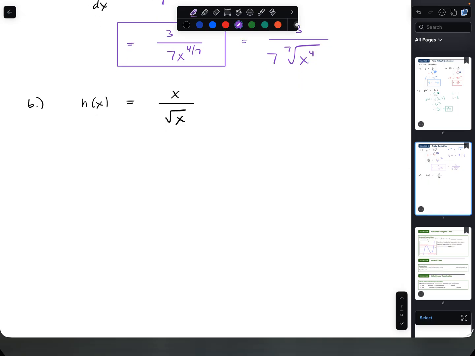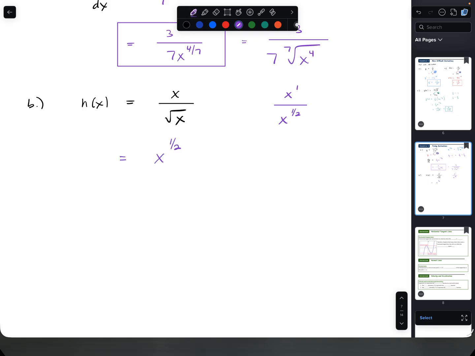What I could do, though, is realize that x is the same thing as x to the first. Square root of x is the same thing as x to the 1/2. So remember, when you're dividing two things with the same base, you're going to subtract the powers. So this is just going to become x to the power of 1 minus 1/2. So this is just x to the 1/2.